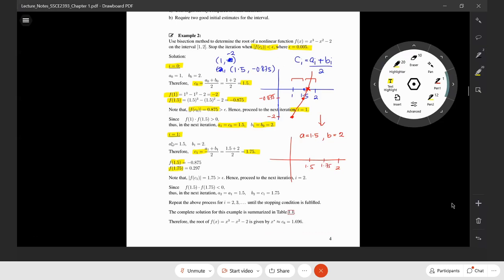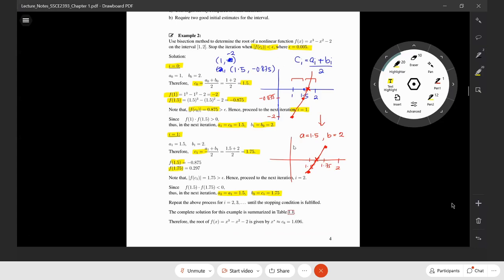When x is 1.5, the corresponding f is somewhere here, -0.875. When x is 1.75, the corresponding f is 0.2. So 0.2 is positive, so it should be at the top, somewhere here. When you connect this, you will see the intersection is here now. So in the next iteration, you will consider the left section. A remains as 1.5, but B changes to your current value of C. So you can see you narrow down: initially 1 to 2, then 1.5 to 2, and in the next move even more to 1.5 to 1.75.